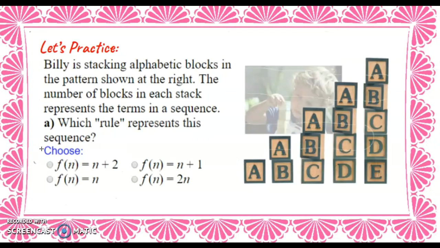Let's look at this word problem. Billy is stacking alphabetic blocks in the pattern shown at the right. The number of blocks in each stack represents the terms in a sequence. Which rule represents the sequence? So, this is our first one, and we have one block.